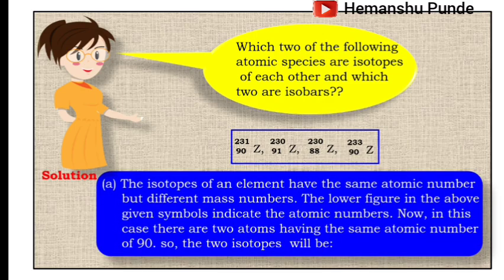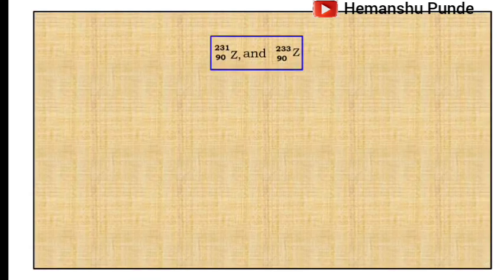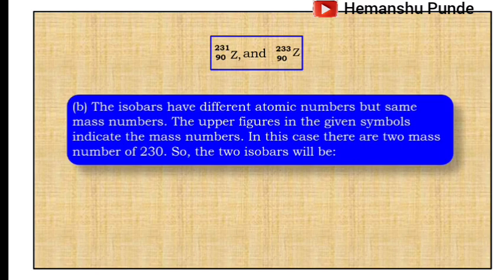The isotopes of an element have the same atomic number but different atomic mass numbers, and the lower figure in the above given symbols indicates the atomic number. In this case, there are two atoms having the same atomic number 90. So the two isotopes will be 231Z90 and 230Z90. Isobars have different atomic numbers but the same mass numbers. The upper figures in the given symbols indicate the mass numbers. In this case, there are two mass numbers of 230. So the two isobars will be 230Z91 and 230Z88.